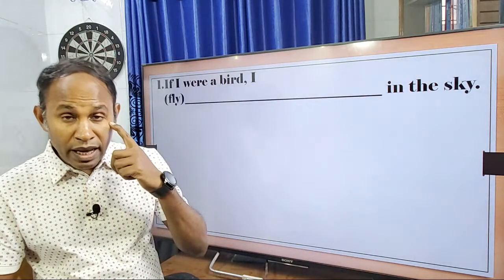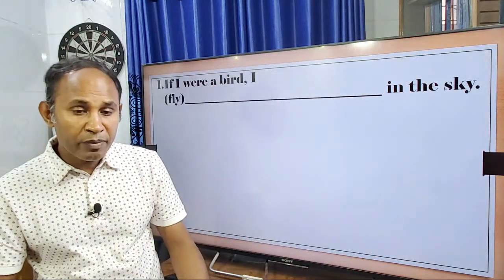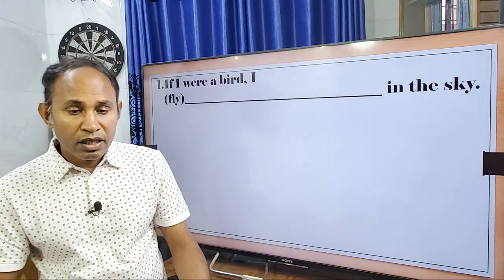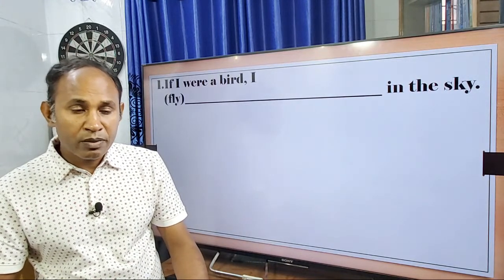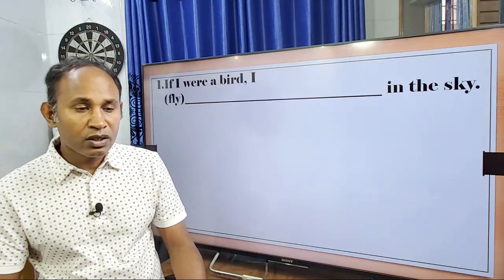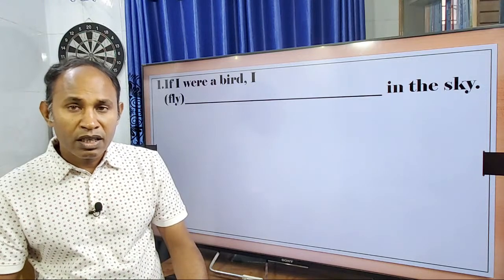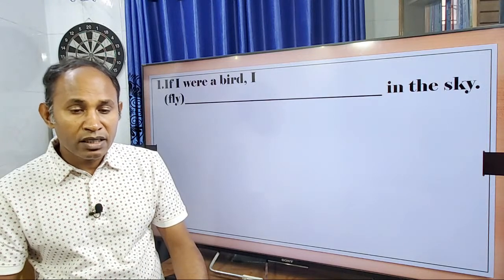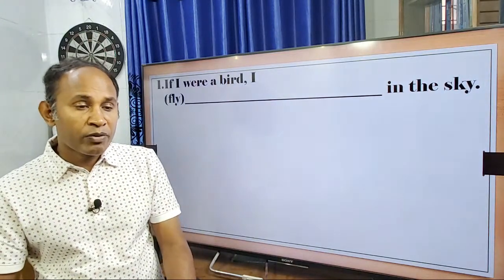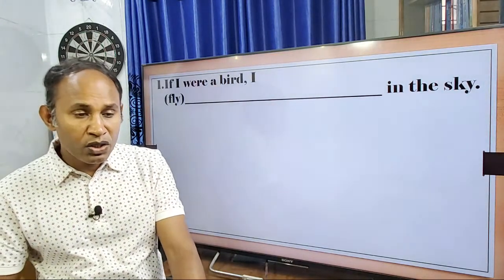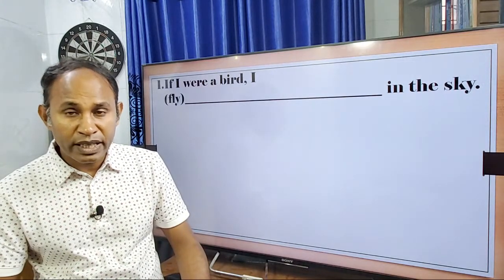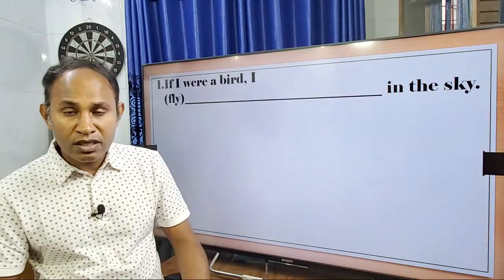So this slide is on conditionals and probably it's clear to you. As you know, there are four conditionals. The first conditional: if present plus future. Second conditional: verb past tense. Third conditional: had plus v3. Actually there is no name like fourth conditional, but it is called zero conditional, when there is no sequence of tense. Only present is equal to present.